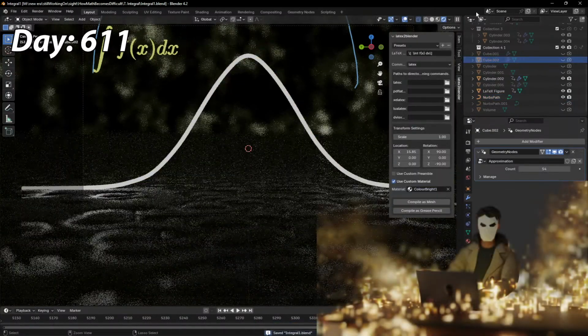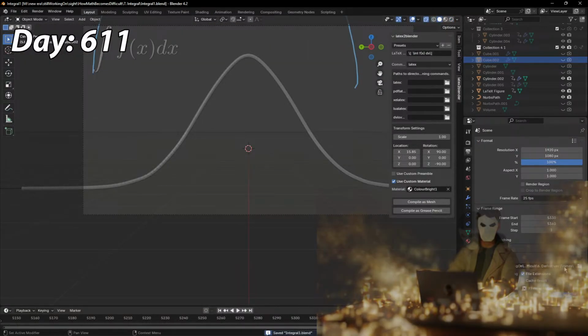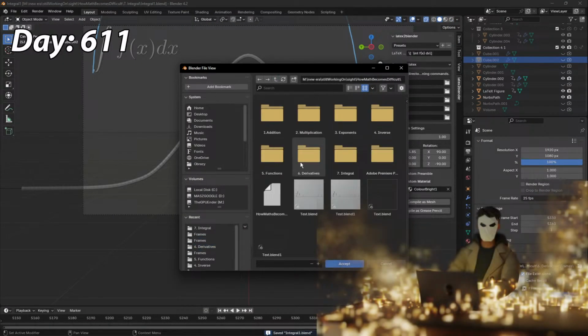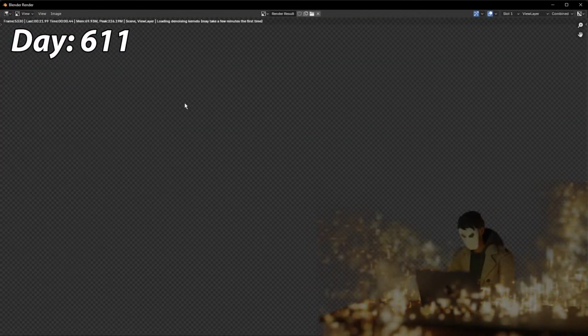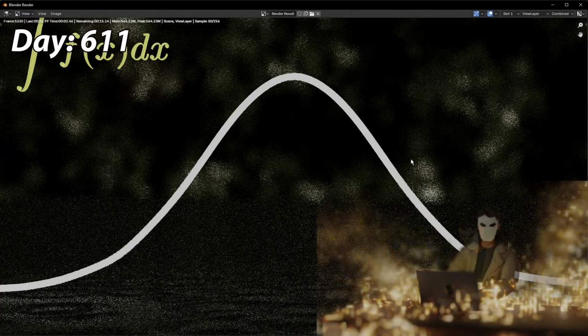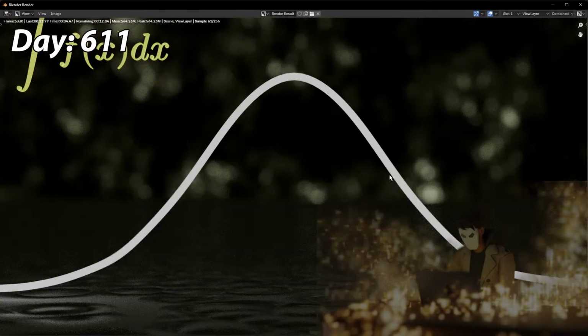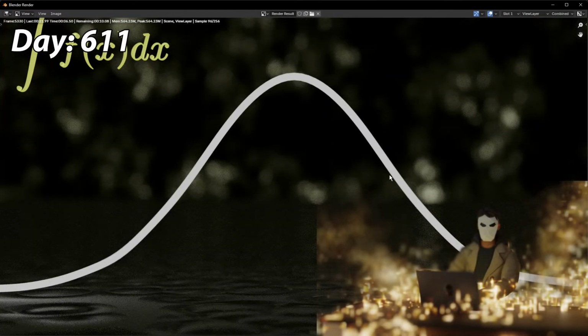Now I just need to turn this off and render another animation. Another fix-up animation. This time in the integrals. There we go. Cool. That was really easy, actually. That was surprisingly not difficult.